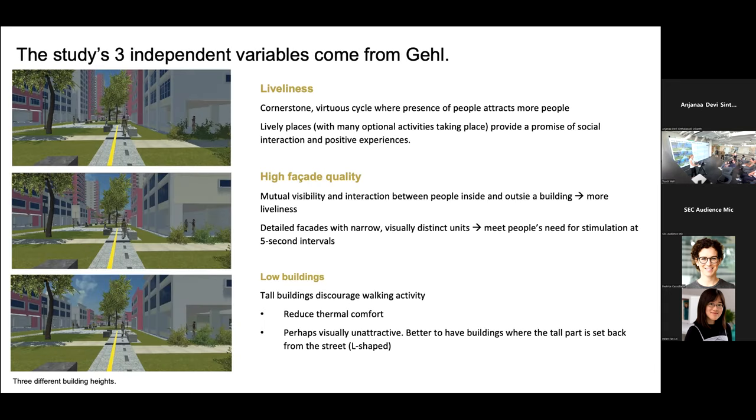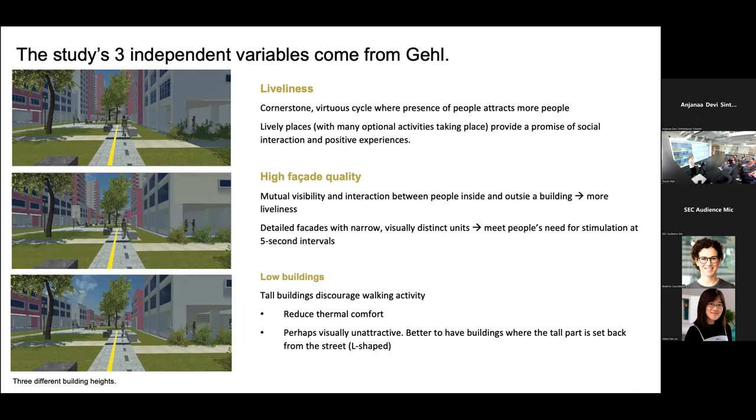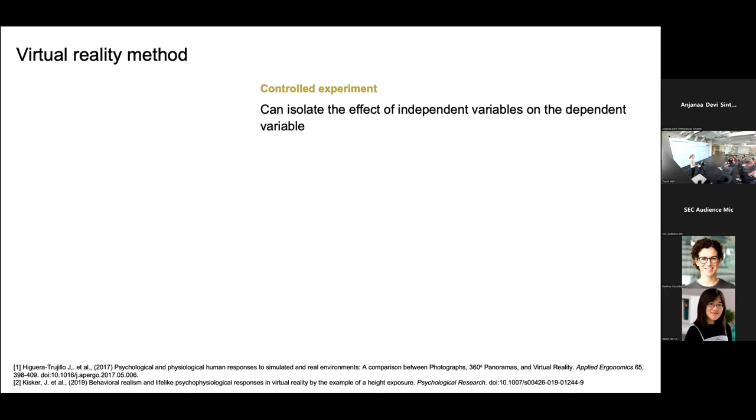So these were the different features we looked at, and we looked at their effect on walking activities in virtual reality, and that was the reason why we chose Yangel. But then why did we choose the virtual reality method for this study? So first of all, the benefit of a virtual reality experiment is that you can have a controlled experiment. So you can isolate the effect of the independent variables like building height or liveliness, which is really difficult to do in real life. And that has been one of the difficulties of conducting this type of research in real life, because in real environments, there are just so many things changing all the time that it's hard to know what causes what.